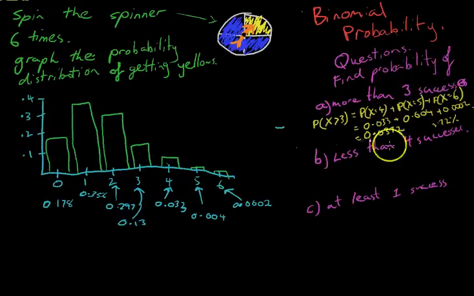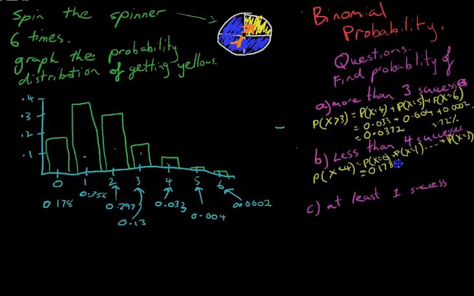Now this question is related here, less than 4 successes. So less than 4 successes means 0, 1, 2, or 3 successes. Now again, probability that x is less than 4. Again, that's equal to the probability that x is equal to 0, plus the probability that x is equal to 1, plus the probability that x is equal to 3. Again, we can add all of them up.